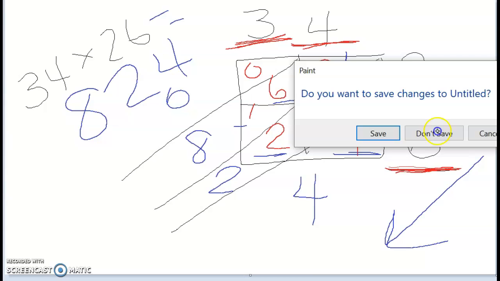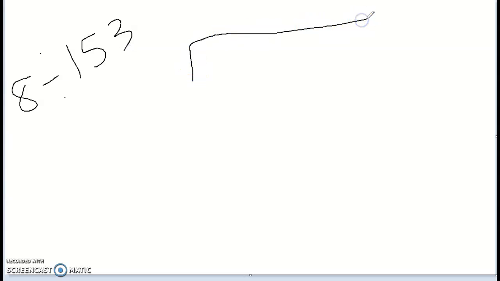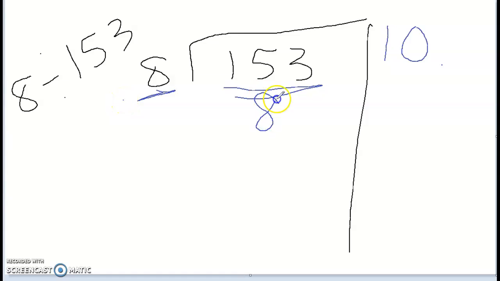So our last algorithm to do is the partial quotients. I'm going to do 153 divided by 8. So let's write out our problem. 153 divided by 8. And the first thing I'm going to do is, how many times does 8 go into 153? So let's say 10 times. So 10 times 8 equals 80.